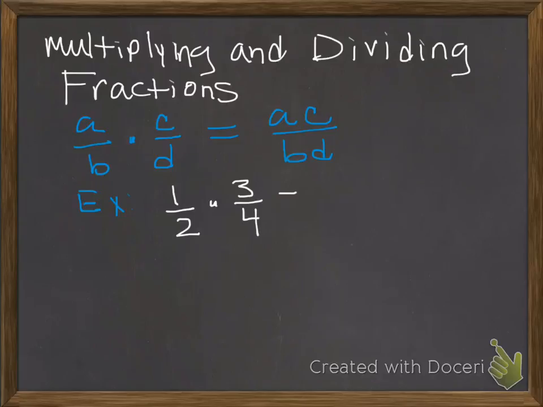Let's try 1/2 times 3 over 4. If we multiply the numerators together, we get 1 times 3, which is 3, and 2 times 4, which is 8. Let's do another example.